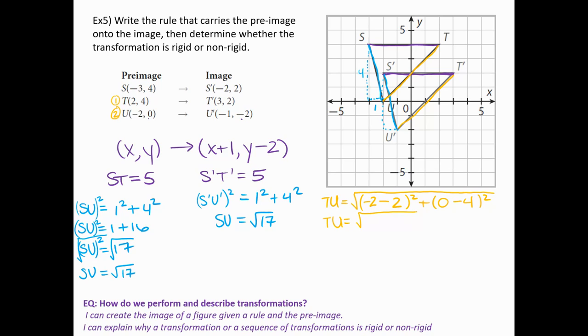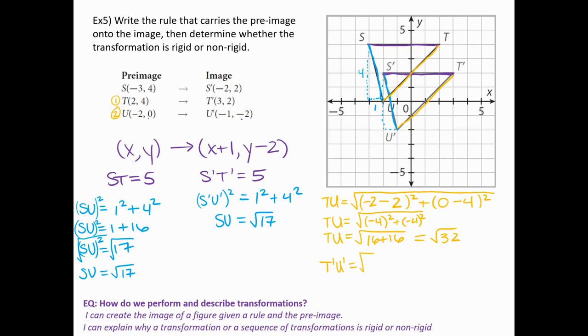And I get square root of -2 minus 2 is -4. 0 minus 4 is -4. Then if I square those, I get 16 plus 16, or I end up with TU equals square root 32. Like I said, for our purposes here, we're not super worried about it being simplified. We're just trying to match it up. Okay, so now I'm going to test out T prime U prime. I'm hoping that it equals square root 32, and then I can say this is rigid motion.